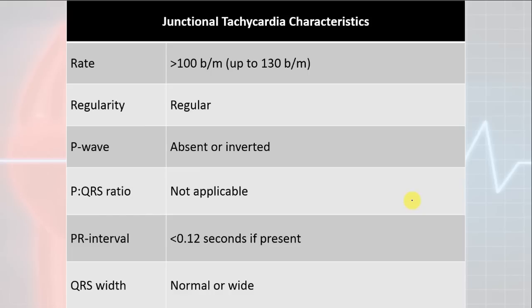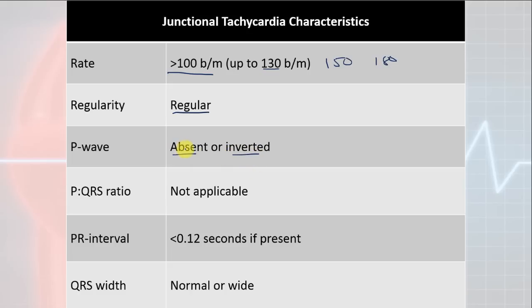Let's look at the characteristics of a junctional tachycardia. The rate is over 100 beats a minute, usually up to 130. Depending on the text you read, it can go up to 150. Sometimes it can go up to 180. It kind of depends on the text that you read. The regularity, since it's a junctional rhythm, is going to be regular. P waves, absent or inverted.